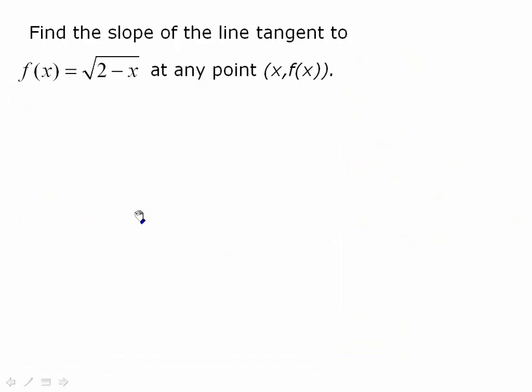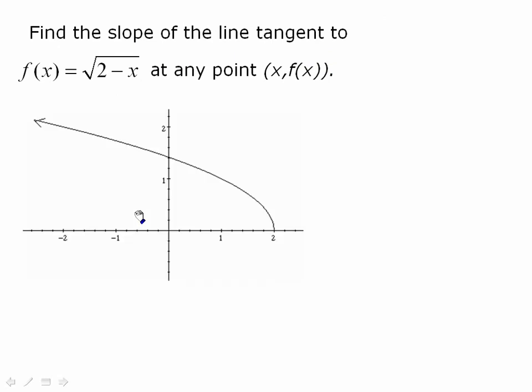Let's do one more. Find the slope of the line tangent to this radical function, square root function, at any point. So this is what the equation looks like. And for your information, at any point would mean we'd want to get the slope there, or there, or there, at any point along there. And the formula we get will be a general one. It'll work for all of those, so we can find anything we want.